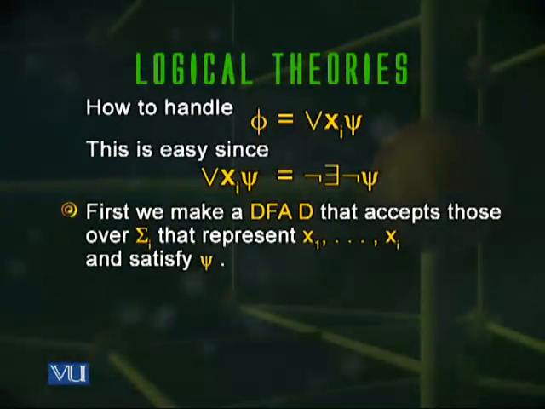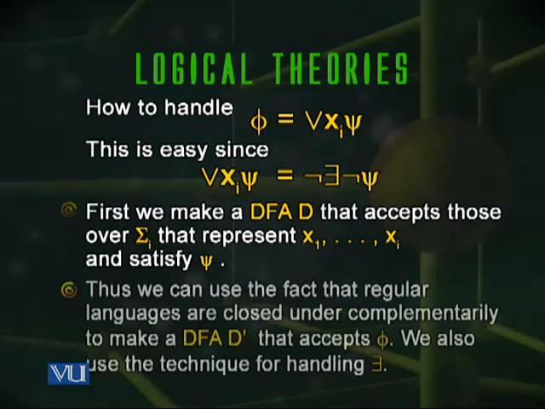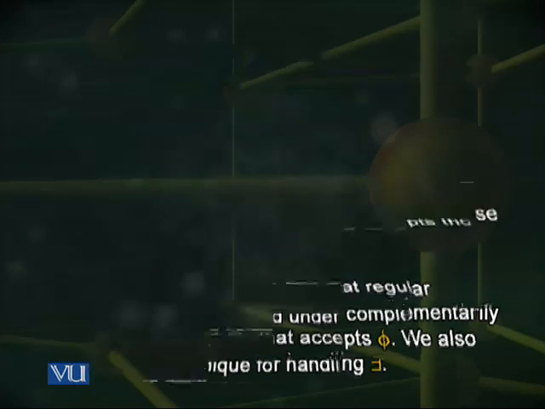So the whole procedure is as follows. We first make a DFA D that accepts all those strings over sigma I star that represent x1, x2 all the way up to xi and satisfy psi. Then we use the fact that regular languages are closed under complementation, and we make a DFA D prime that accepts phi. We can also use the technique for handling there exists, and after doing that we complement that DFA to eventually get our final DFA. This is the procedure for handling universally quantified formulas.